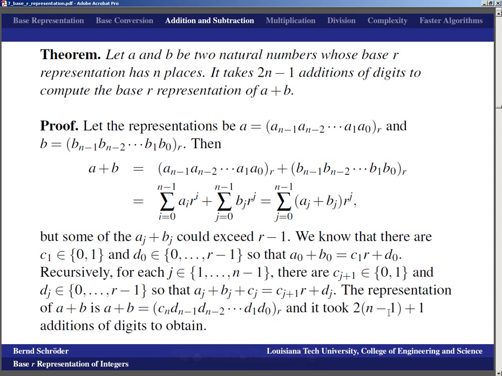And that takes 2n minus 1 plus 1 additions of digits to obtain, because for the 0th place we do just one addition, but then for all the places from 1 through n minus 1, we do 2 additions. So that gives you 1 addition from here and 2n minus 1 additions from there.